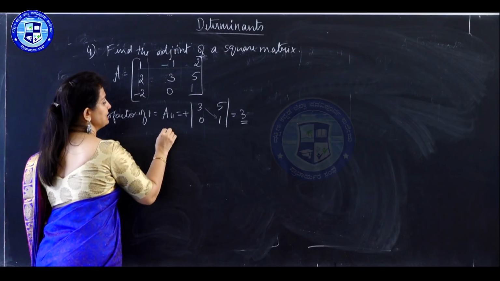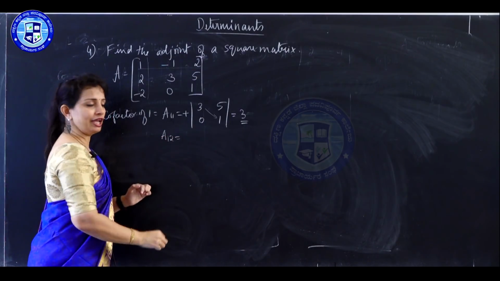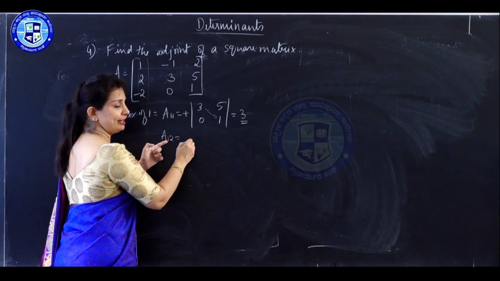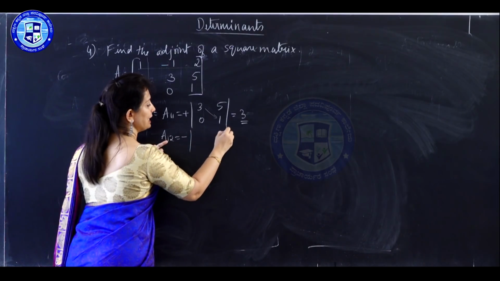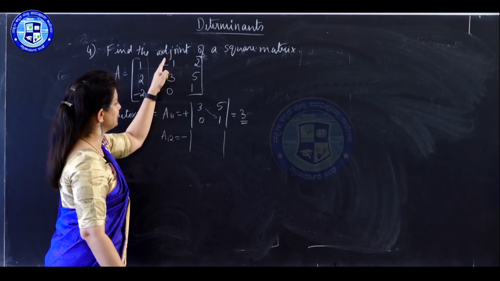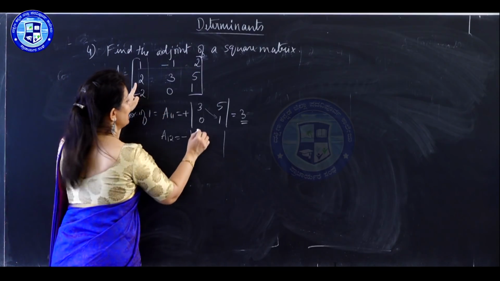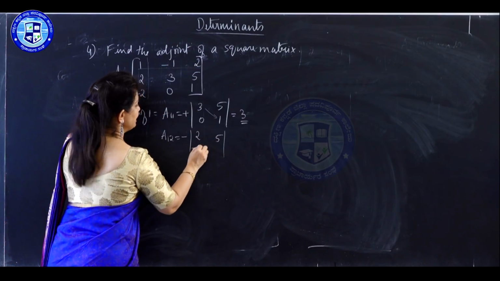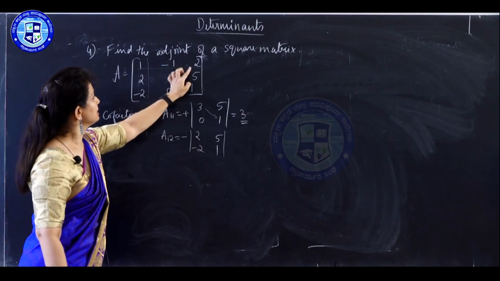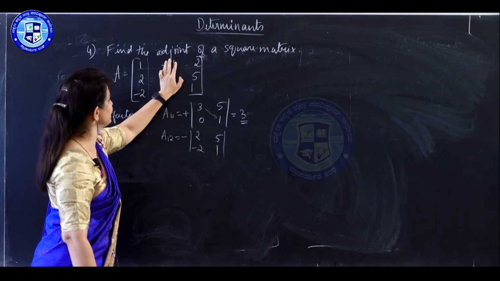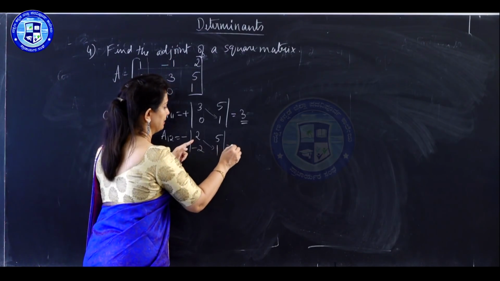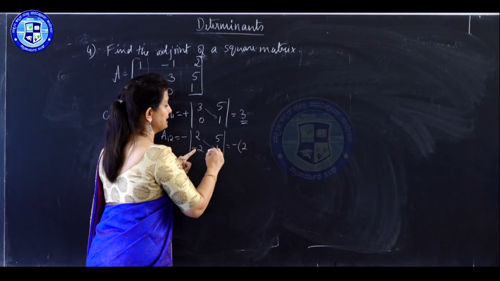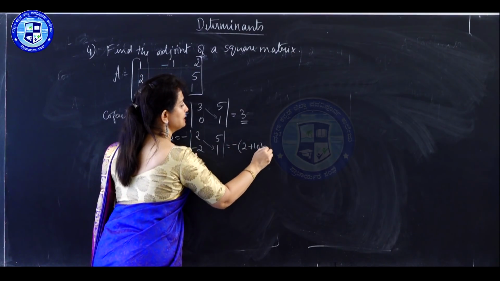Now, the second element is A12. 1 plus 2 is 3, an odd number, so minus. Delete the first row and second column. We will have 2, 5, minus 2, 1. Cross multiply: minus of 2 minus minus 10, that is 2 plus 10, which is minus 12.